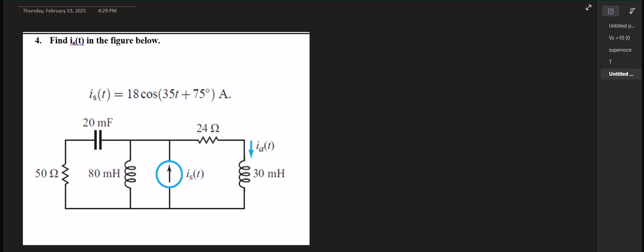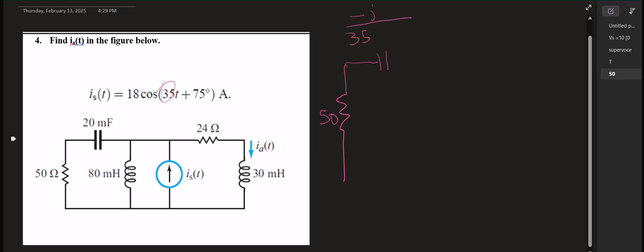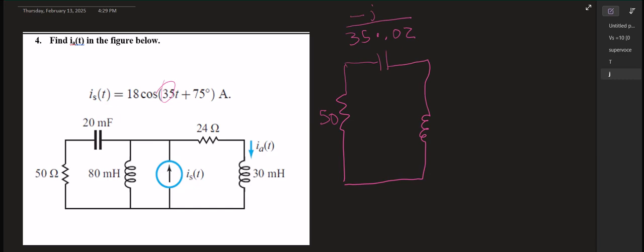Going to throw everything into the phasor domain, and then we have to take it out of the phasor domain at the end to get the answer. So we have a current source IS of t. Let's cast everything into the phasor domain. So the 50 ohm resistor remains 50. The capacitor is minus J over omega, which is 35, that I get from right there, times C, which is 20 milli, that's 0.02. The inductor is J omega L, so that's J times 35 times 80 milli, which is 0.08.